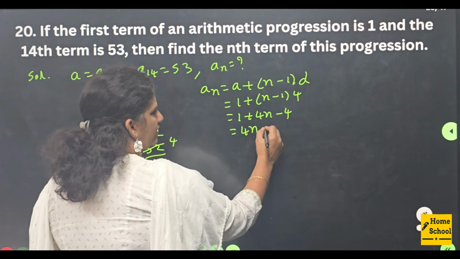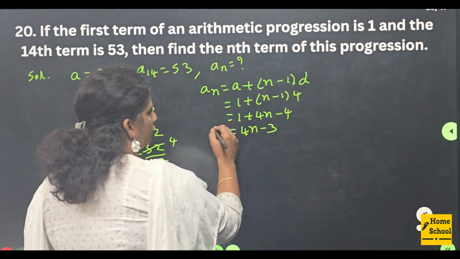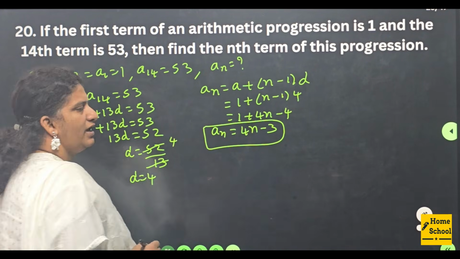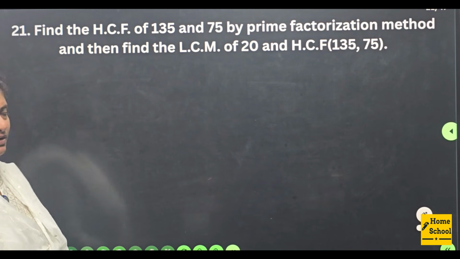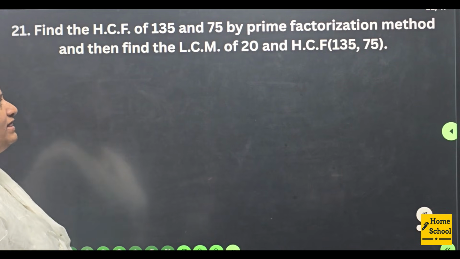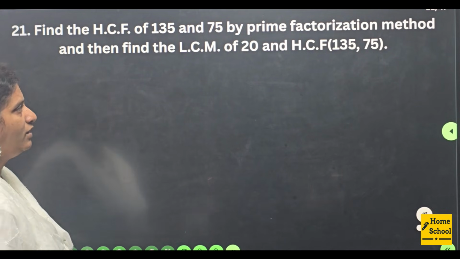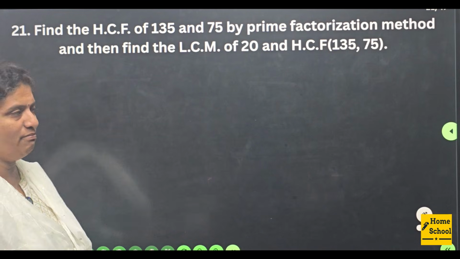4n, 1 minus 4 is minus 3. Therefore, the nth term an is equal to 4n minus 3. 21. Find the HCF of 135 and 75 by prime factorization method.